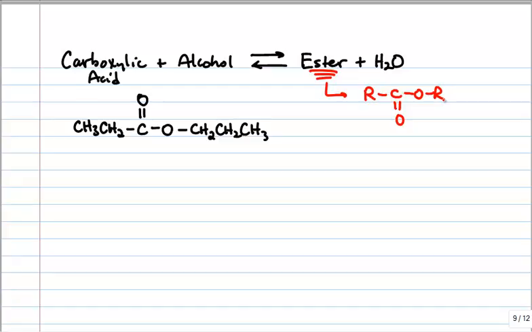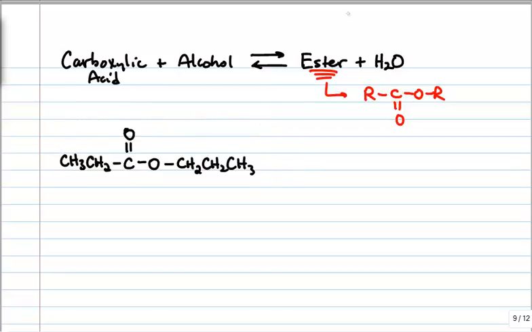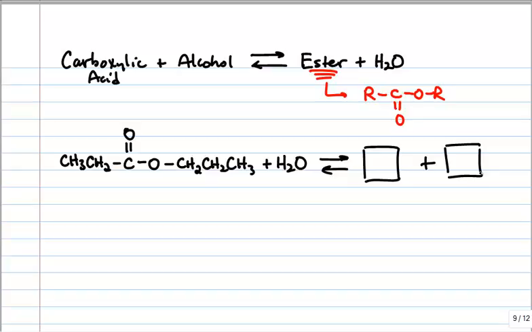And hydrolysis means to break with water. Let me move this down a little bit. So what we're going to do is add water to this. It's still in equilibrium, and then we're going to want to know what's formed in these two boxes here. In one of these boxes has to be a carboxylic acid, and in the other box there has to be an alcohol. Now, how do we know what we make in terms of a carboxylic acid and an alcohol?